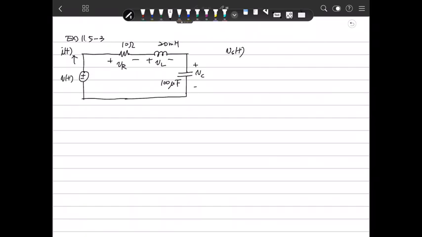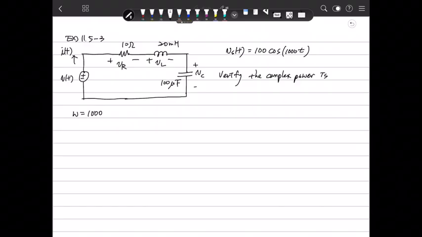Let Vs(t) be sinusoidal, with magnitude 100 and cosine, where omega is 1000. Then what we need to do is verify that the complex power is conserved. That means the sum of all S is 0.